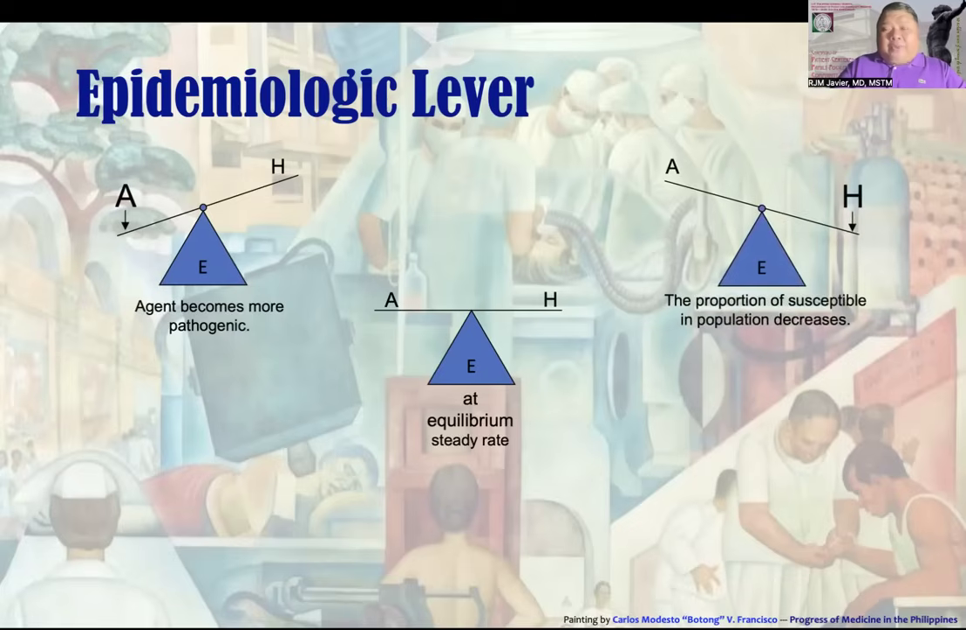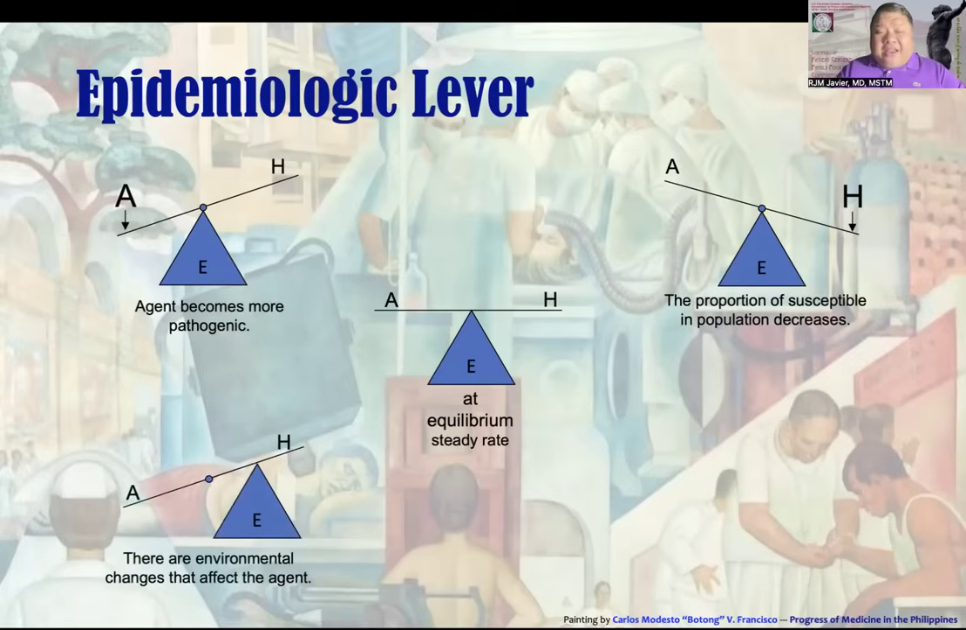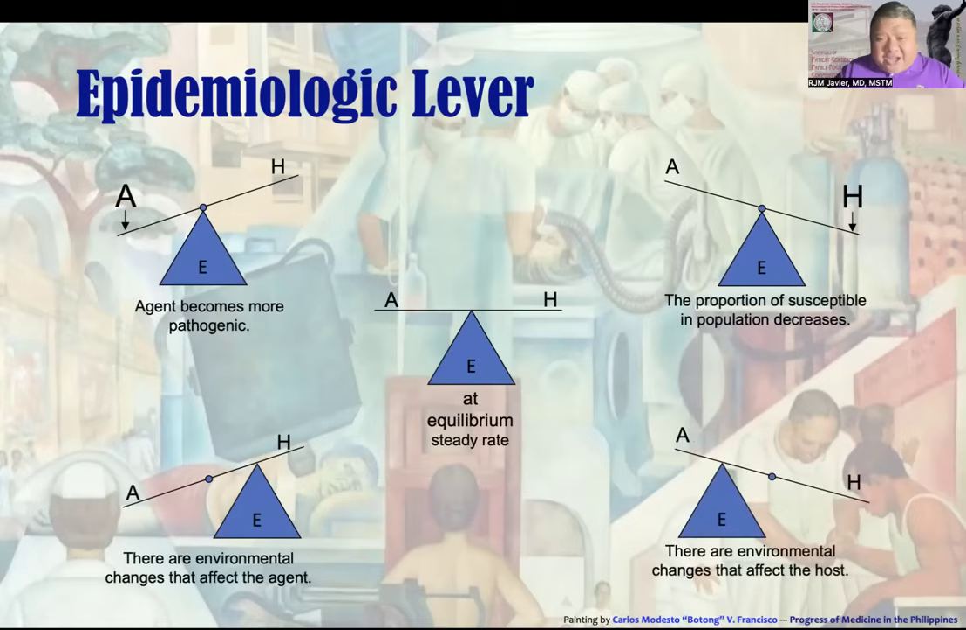But there are times where we increase the resistance of the host that confers protection against the agent. Sometimes there is no change in the inherent characteristics of either the agent or the host, but there is a shift in the environment that would favor sometimes the host, or sometimes it would favor the agent. So this is basically just the concept of the epidemiologic lever.